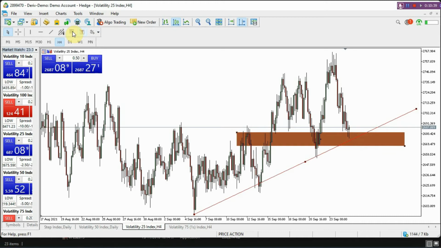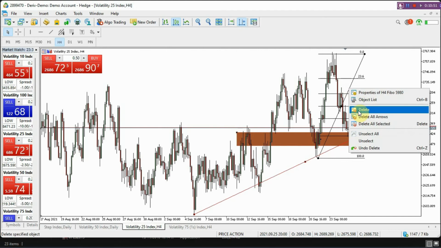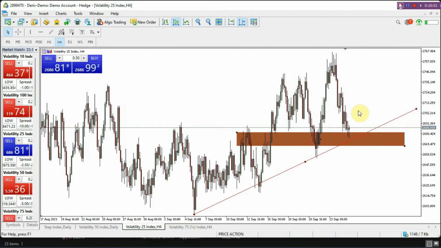Oh, this is also a very important region, 78.6, and price aligns with that also. But okay, basic analysis. This is an uptrend, VIX 25, which we are seeing clearly. Price making higher highs and higher lows, and higher highs and possibly higher low, and we have a trend.